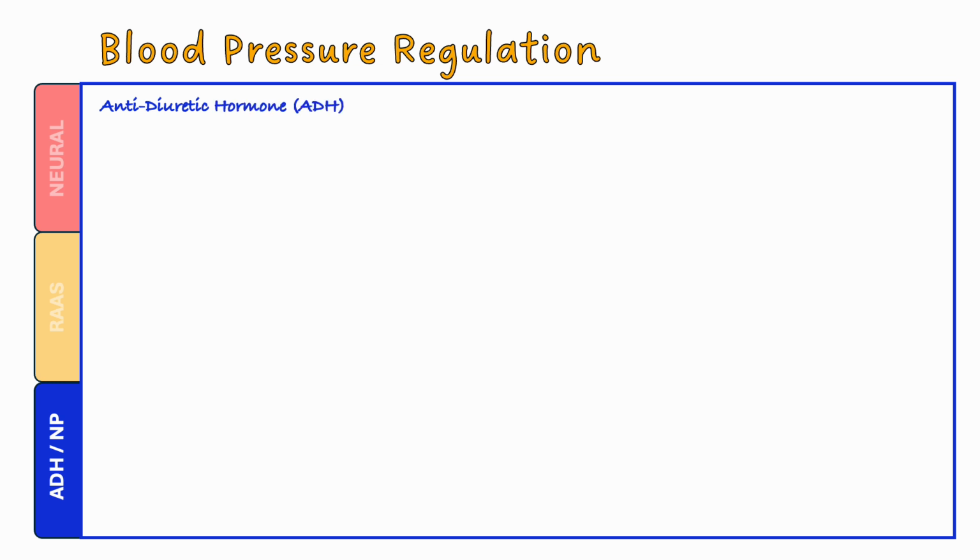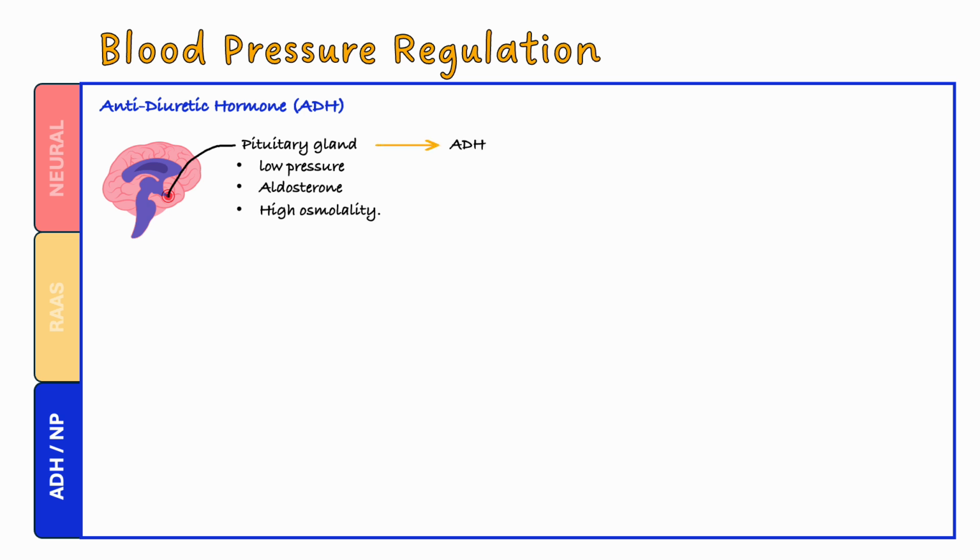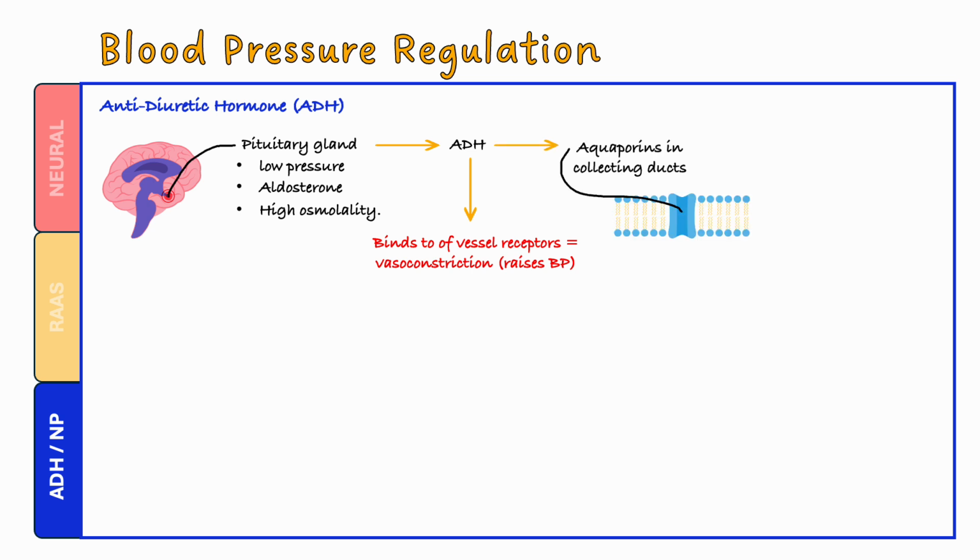Anti-diuretic hormone, also known as vasopressin, is a hormone released from the pituitary gland in response to low pressure detected by the baroreceptors, high levels of aldosterone, and high osmolality. It binds to receptors on blood vessels, resulting in vasoconstriction and subsequently a rise in blood pressure. ADH also leads to the insertion of aquaporins in the collecting ducts of the kidney, leading to the reabsorption of more water and therefore a rise in blood pressure.